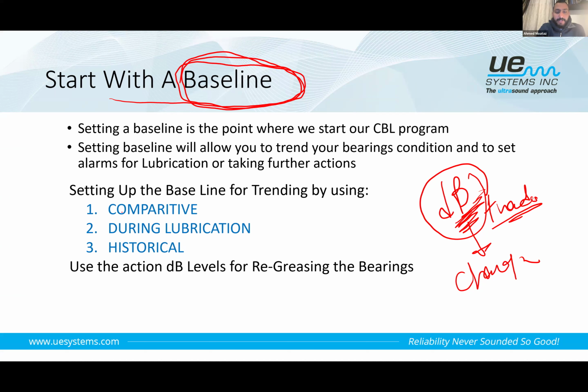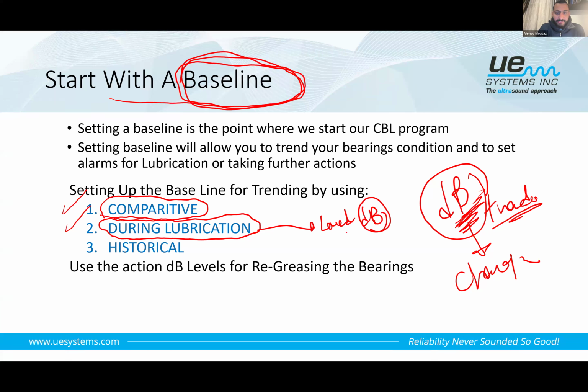For setting the baseline, I have many options. The first one, I can make a comparison between two similar bearings. I can also set a baseline while lubricating one of the bearings. I go to a bearing which needs to be lubricated, and start to lubricate it until I reach the lowest dB. At that time, I will save it as a baseline, which is also a recommended way of setting the baseline. Or if I have a new bearing, I will set the baseline from the first reading, which will be logged to the software. So if I don't have a new bearing or a similar bearing, I can set the baseline during lubrication.